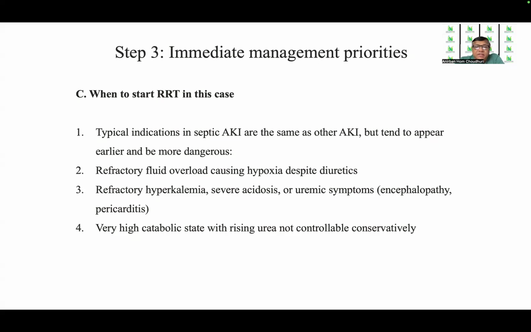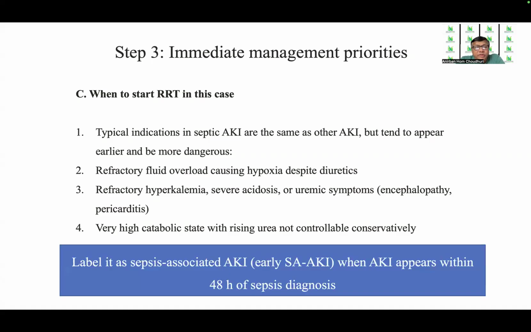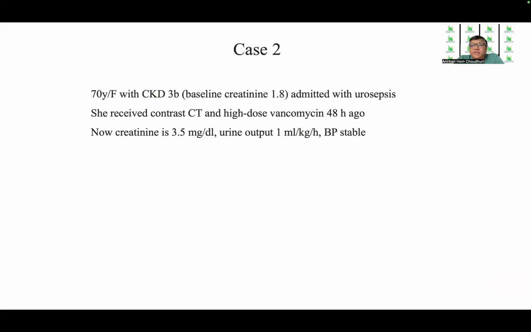Refractory hyperkalemia, acidosis, uremia, they tend to occur more commonly and more early in sepsis-associated AKI. And also, since sepsis has a very high catabolic state, if there is a rising urea which is not controllable conservatively, these patients will also require early RRT. So always label it as sepsis-associated AKI, or early sepsis-associated AKI, when the AKI appears within 48 hours of sepsis diagnosis. Let us go to the second case.